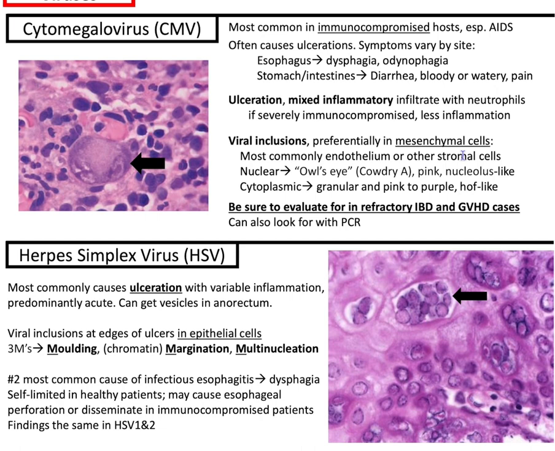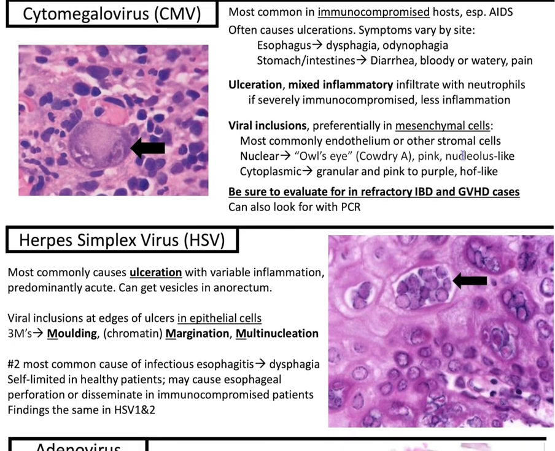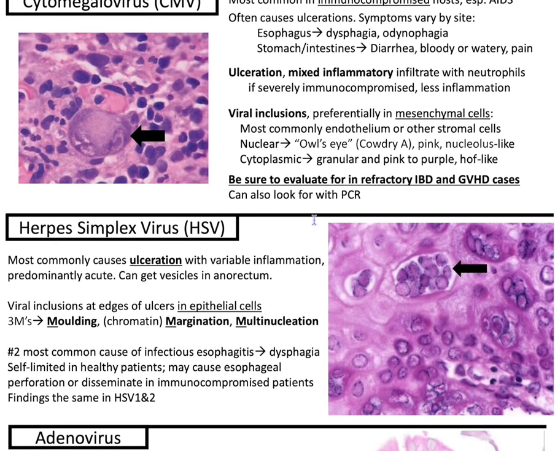You can see the viral inclusions preferentially, not generally in the epithelium, but in the mesenchymal cells, and most commonly in the endothelium or other stromal cells. In the nucleus, you'll have this owl's eye, Cowdry A. It'll be pink, nucleolus-like. And of note, Cowdry A bodies can be found in CMV as well as in HSV. And then you have cytoplasmic inclusions, which are granular and pink to purple, Hof-like. And you want to evaluate closely, especially if this patient has a history of refractory IBD or graft-versus-host disease.